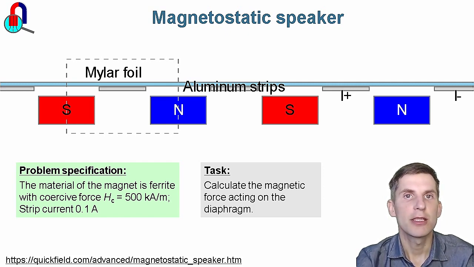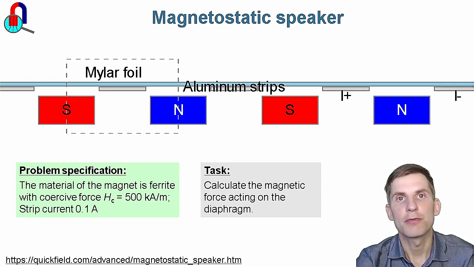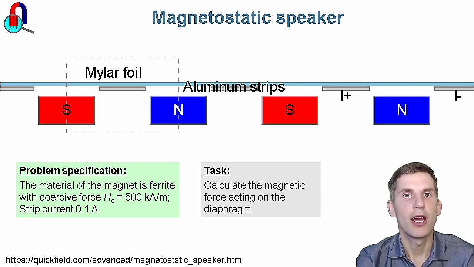And to simulate the DC problem, I need only to know the permanent magnet coercive force and the remnant flux density, and I need to know the electric current value. The model features symmetry, so I will include in the model only one strip and two halves of permanent magnets.